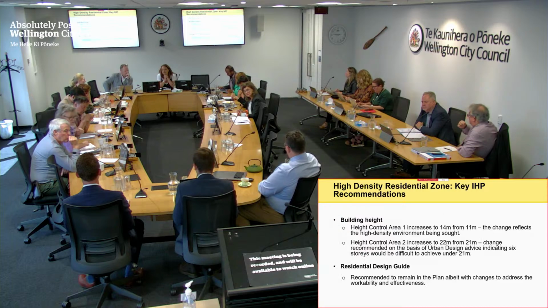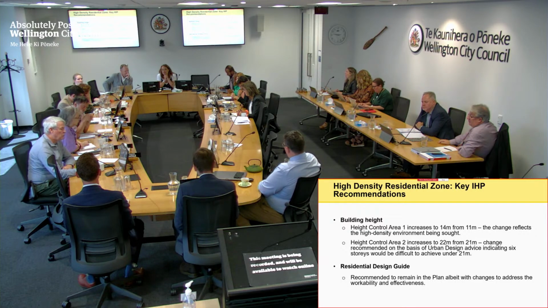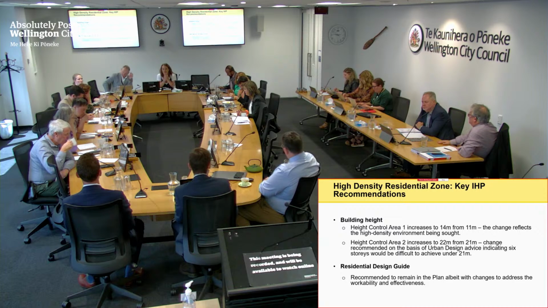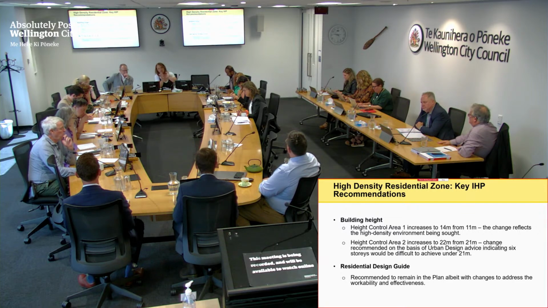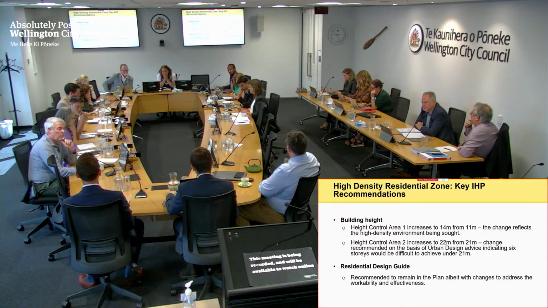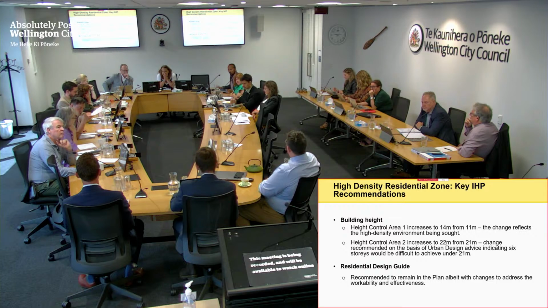In terms of other recommendations of the panel for the high density zone, of more substance, the permitted height limit has been recommended to increase to 14 metres within the high density zone. So what this means is that in the medium density residential zone, a permitted MDRS development can go to 11, but in the high density residential zone, it can go to 14 metres or 4 stories.